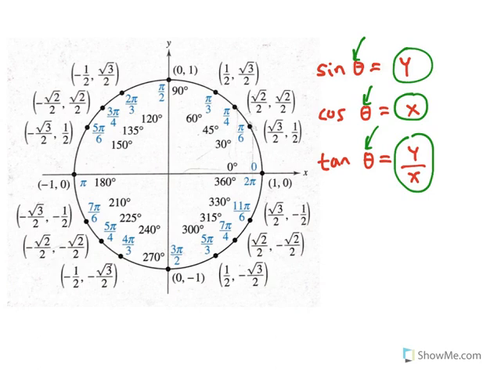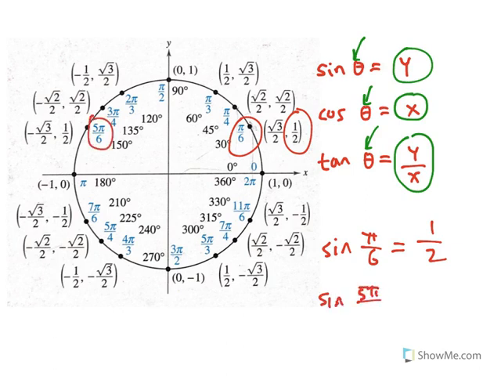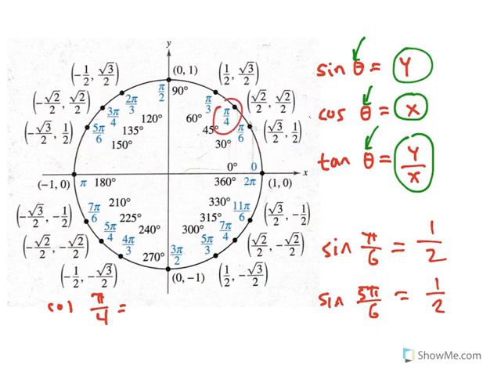So the special angles are all the angles that you see on the unit circle. And using the definitions that we just came up with, we can find, for example, sine of pi over 6. Sine of pi over 6 would be simply the y coordinate of that point, which would be 1/2. We can also observe that sine of 5 pi over 6 is also 1/2. Let's find cosine now. We can find cosine of maybe pi over 4. Cosine of pi over 4 would be root 2 over 2. Make the observation that cosine of 7 pi over 4 is also root 2 over 2.